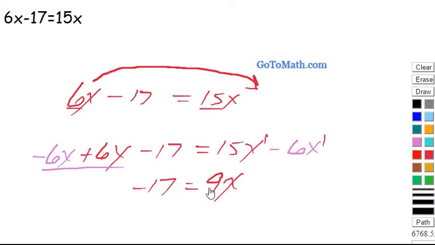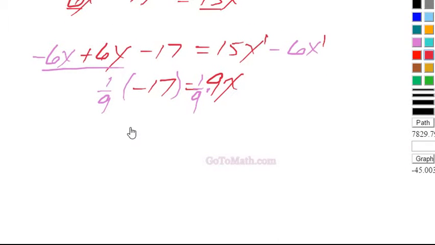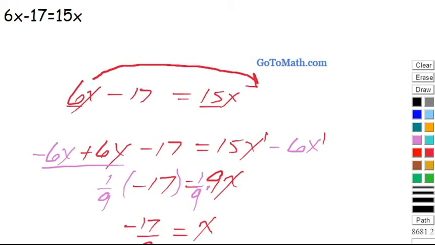Now, to get rid of this 9 right here, we want to turn that into a 1. We want to multiply both sides by the reciprocal, right? Multiply both sides by the reciprocal. Let's put a parentheses around that. And so now we have negative 17 over 9 is equal to 1/9 times 9 is 1, but let's not write it. We'll just write an x there. How's that? So there is a solution to this equation. It's actually a rational number.